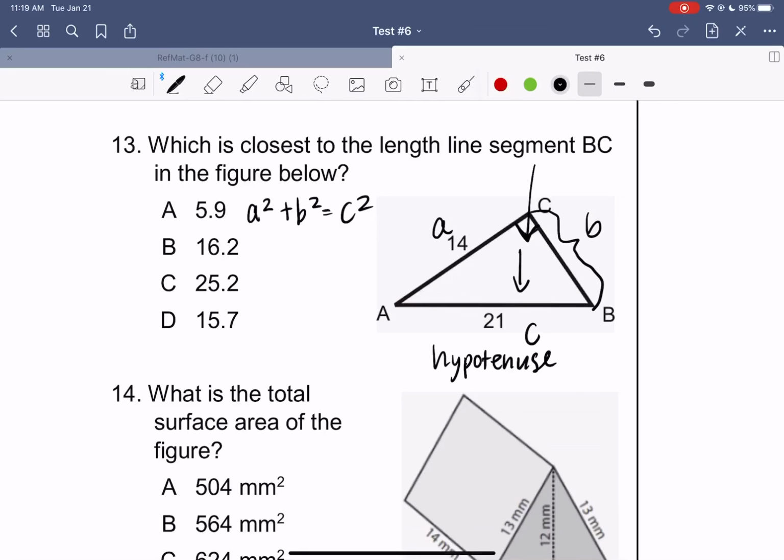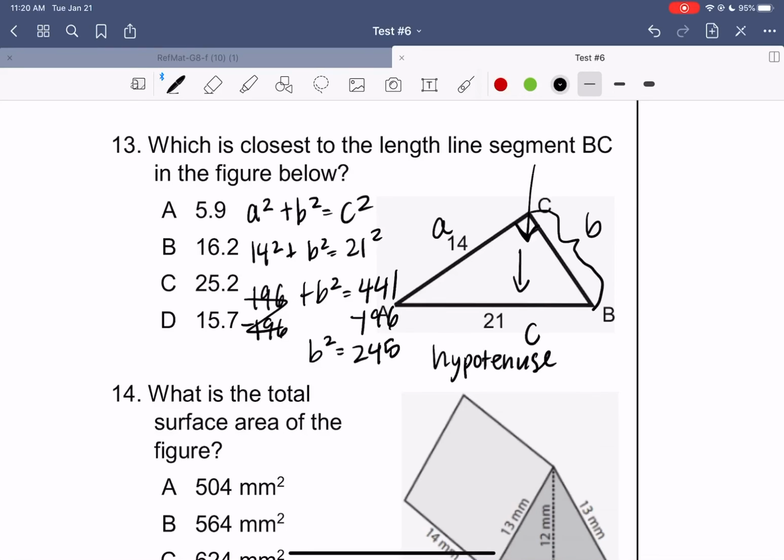So from there, we'll have 14 squared plus b squared equals 21 squared. So then 14 squared is 196 plus b squared equals 441. So then we'll subtract 196 from both sides. We'll have b squared equals 245, and then take the square root of that number, which will give you b equals 15.7, which is D.